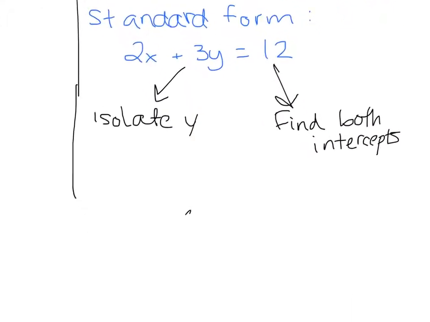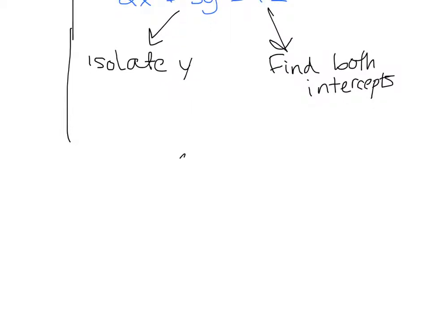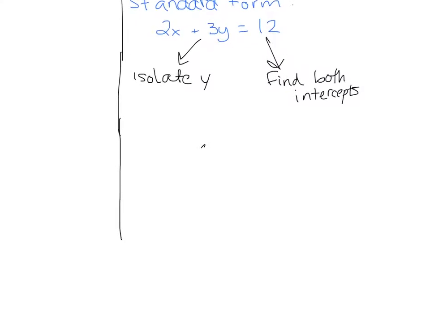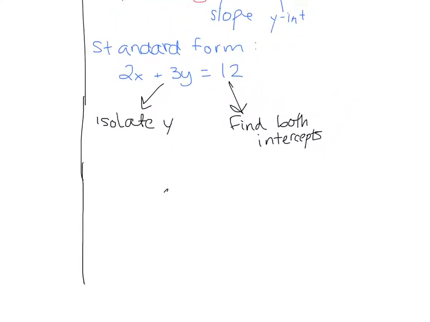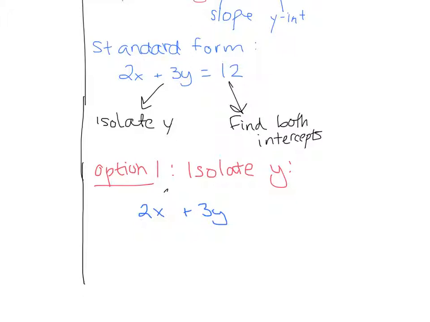Okay, so let's just move this down a little bit so we can keep going. Again, I'm just going to keep extending my line down the page. So let's think about isolating y. Okay, so option one, isolate y. Okay, so just to help us follow along, I'm going to rewrite my entire equation. So my entire equation is 2x plus 3y equals 12.